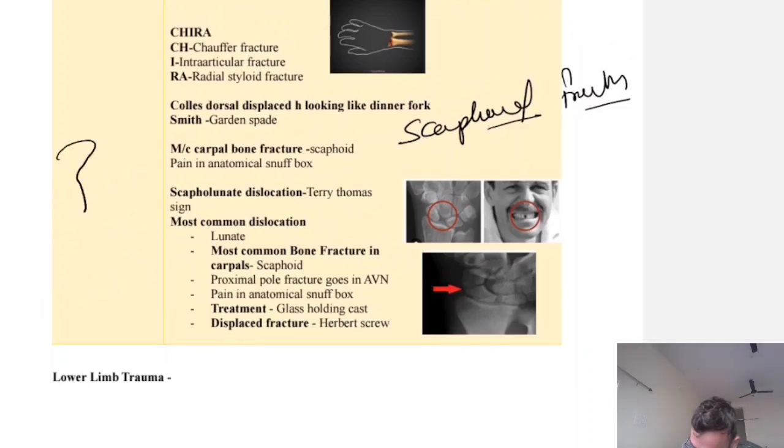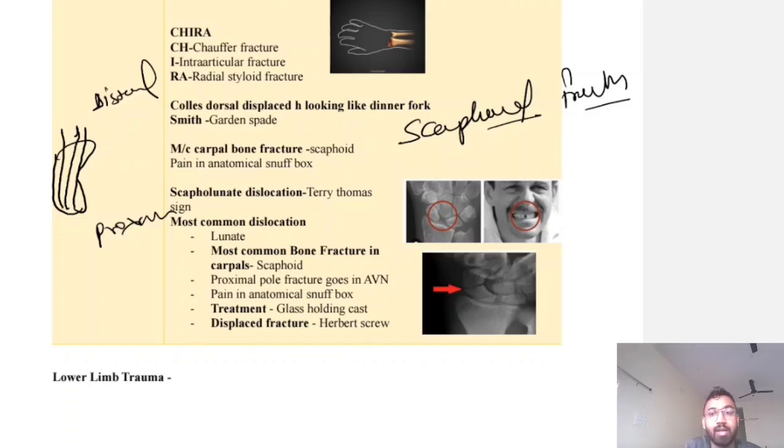Because, let's assume this is the scaphoid bone. The blood supply is coming from the distal to proximal; this is the distal part, this is the proximal part. And the blood supply is very precarious. Distal has abundant blood supply and proximal has less blood supply. So if the fracture is at the mid scaphoid, then it is most likely to go into avascular necrosis.